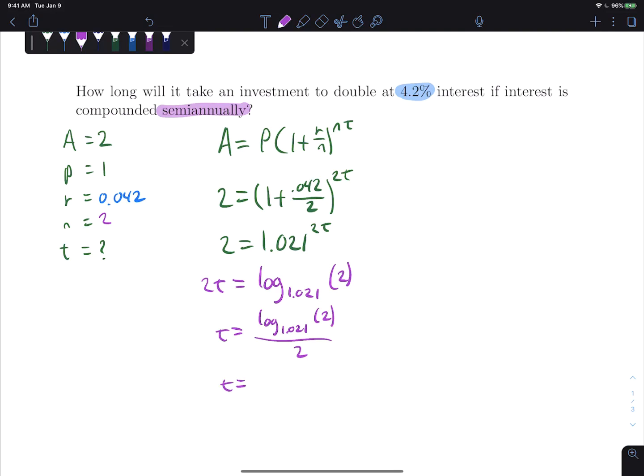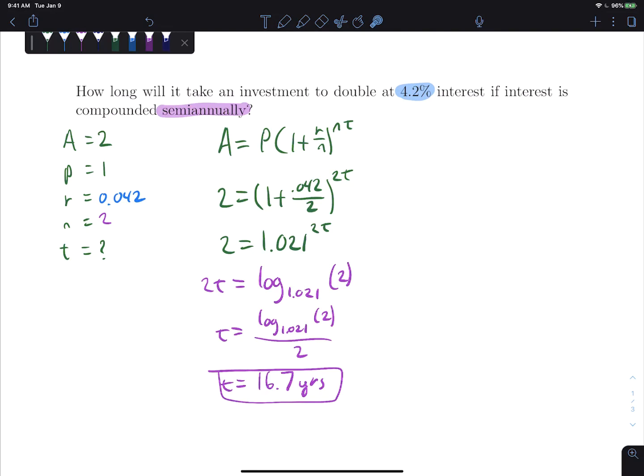Let's go ahead and just round to the nearest decimal. And if you type this in, this is going to give you 16.7 years. So there you go. It would take 16.7 years for an investment to double at 4.2% compounded semi-annually.